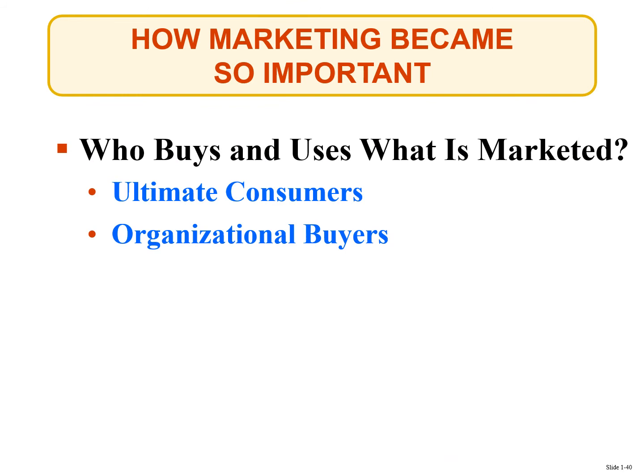And who buys and uses what is marketed? There are two types of consumers. One is ultimate consumers, and the second one is organizational buyers. We also call these C2C, which is customer to customer, and B2C, which is business to customer. Sorry, I did it all wrong. It's B2C, that is business to consumer, and B2B, which is business to business. So ultimate consumer is when you are selling to the consumer. So business to consumer, B to C. And organizational buyers is when you're selling to different buyers or to the organization or to the businesses. So business to business, which is B to B. So who buys and uses what is marketed? It can be the ultimate consumer, or it can be the organizational buyers.